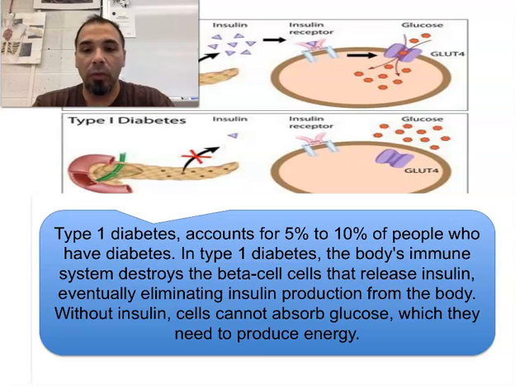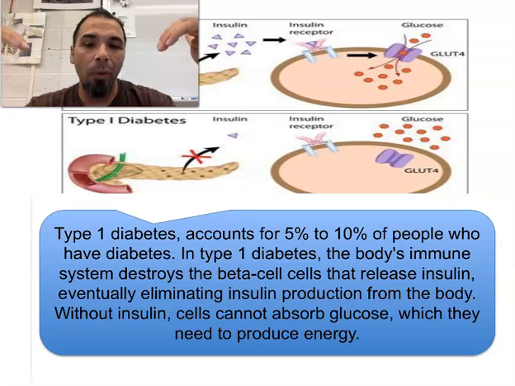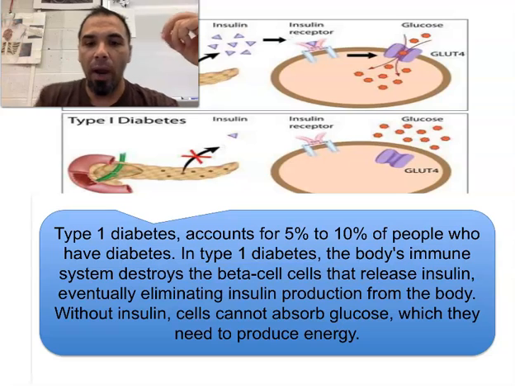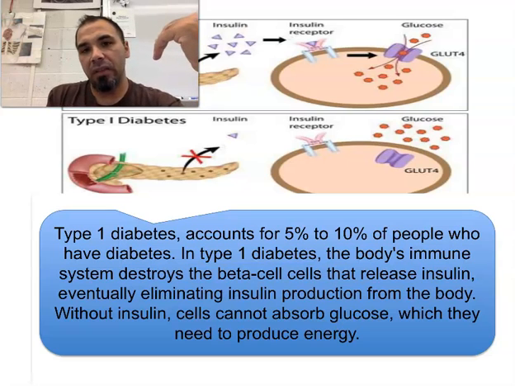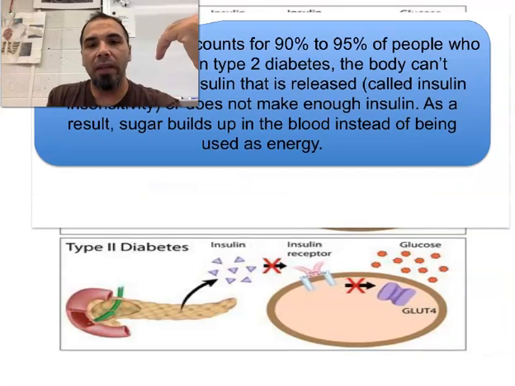Without insulin, cells can't absorb glucose, which they need to produce energy. If the body can't absorb glucose, you may often hear about people losing weight. So in type 1, it's almost like an autoimmune disorder where the body's immune system is attacking those beta cells.